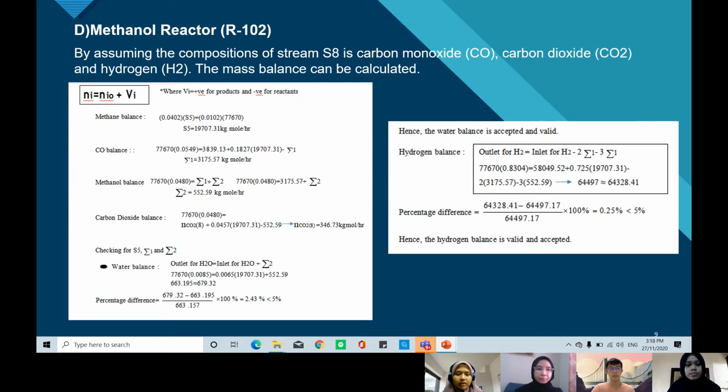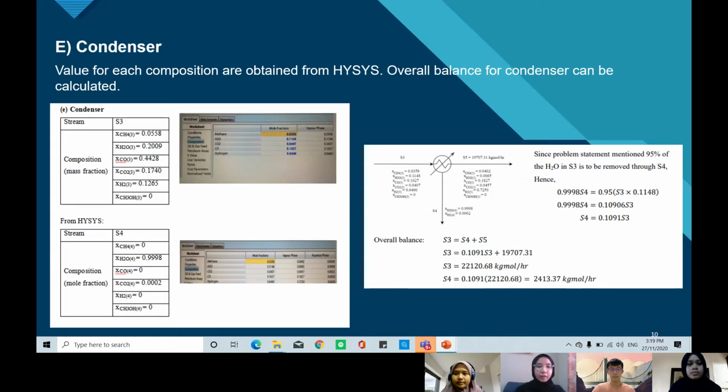So we will do checking for S5, epsilon 1 and epsilon 2 for water and hydrogen balance, and in the result we will get a percentage difference of 2.43% and 0.25% respectively, which is both less than 5%. Therefore, both are valid and accepted. I will pass to Darusha next.